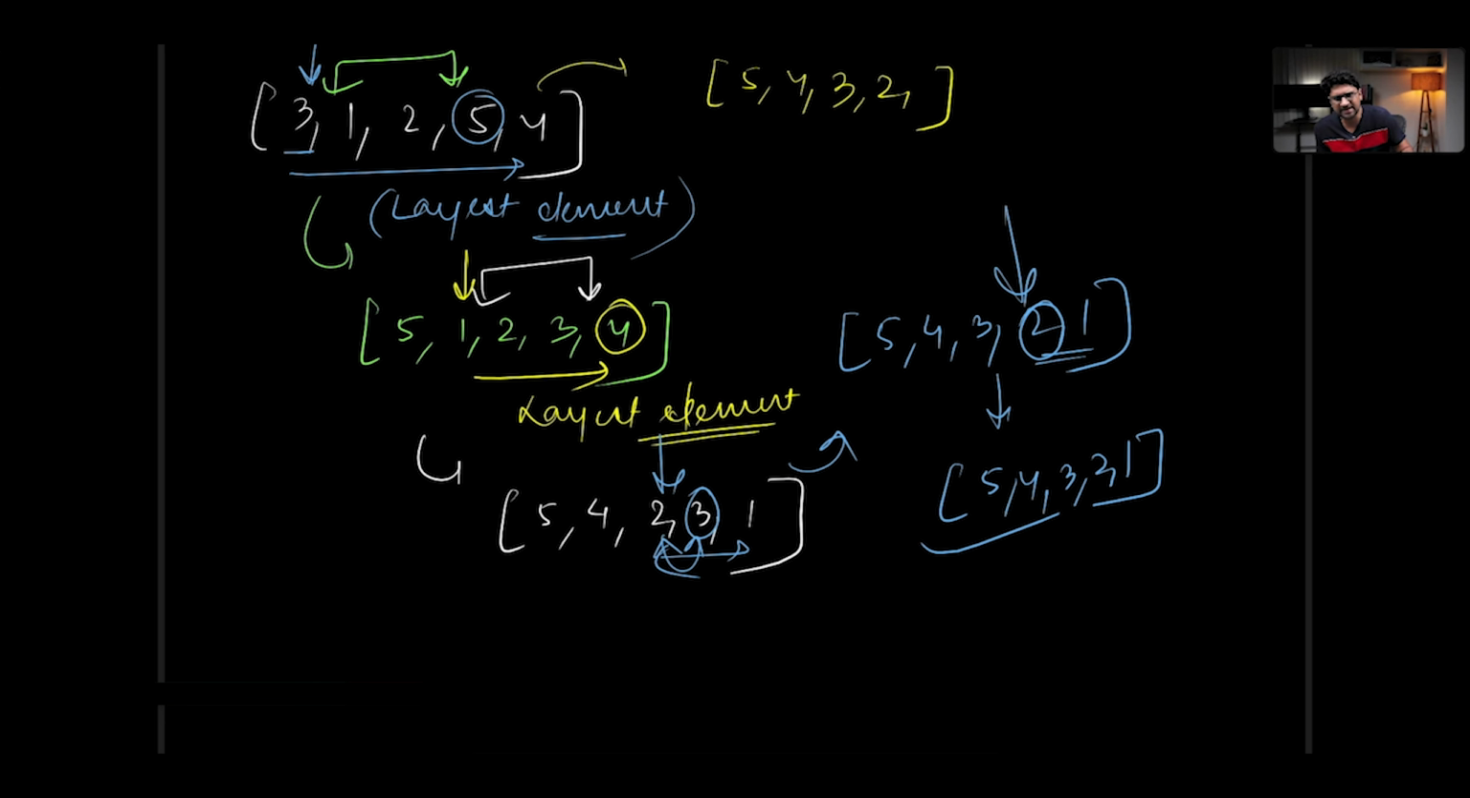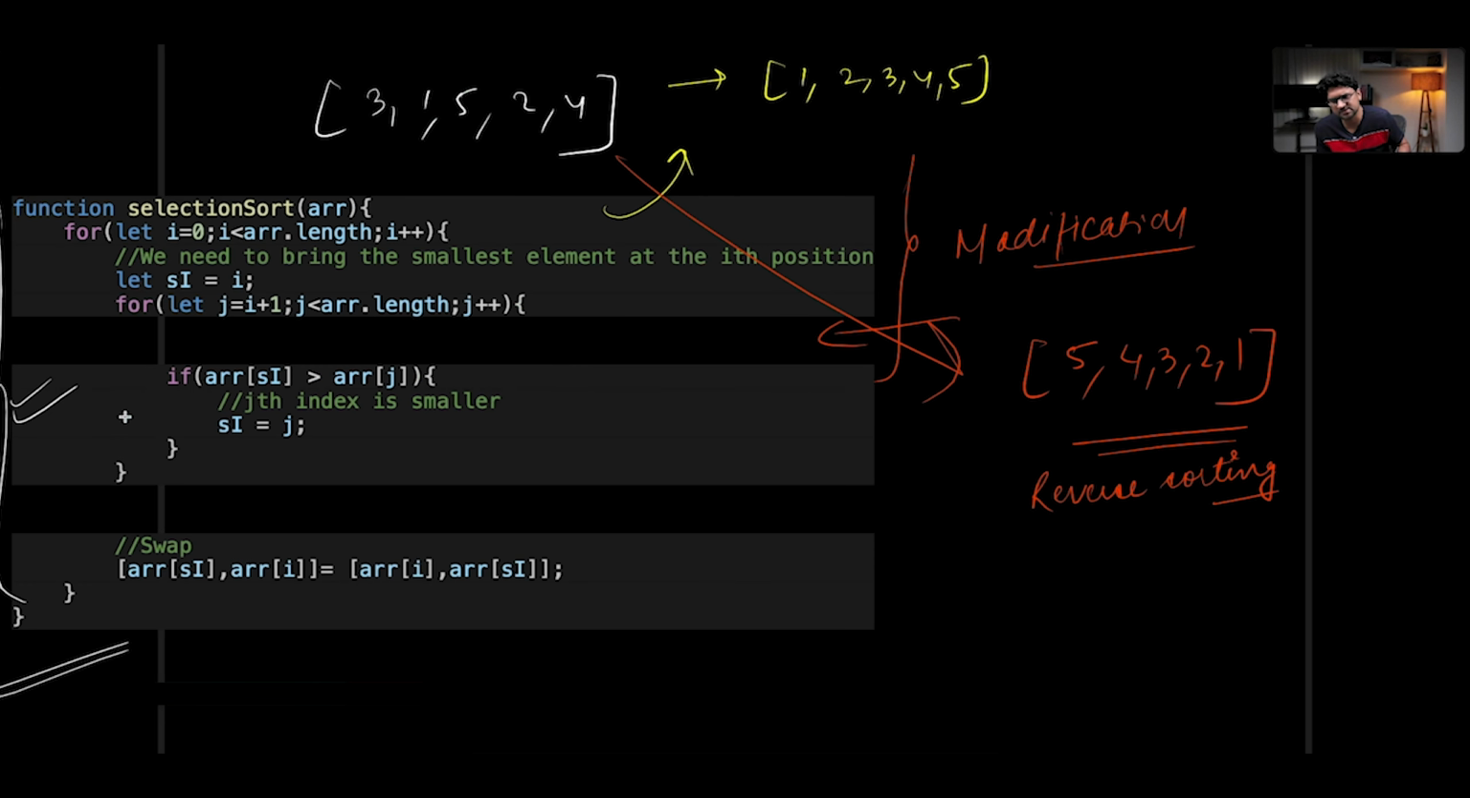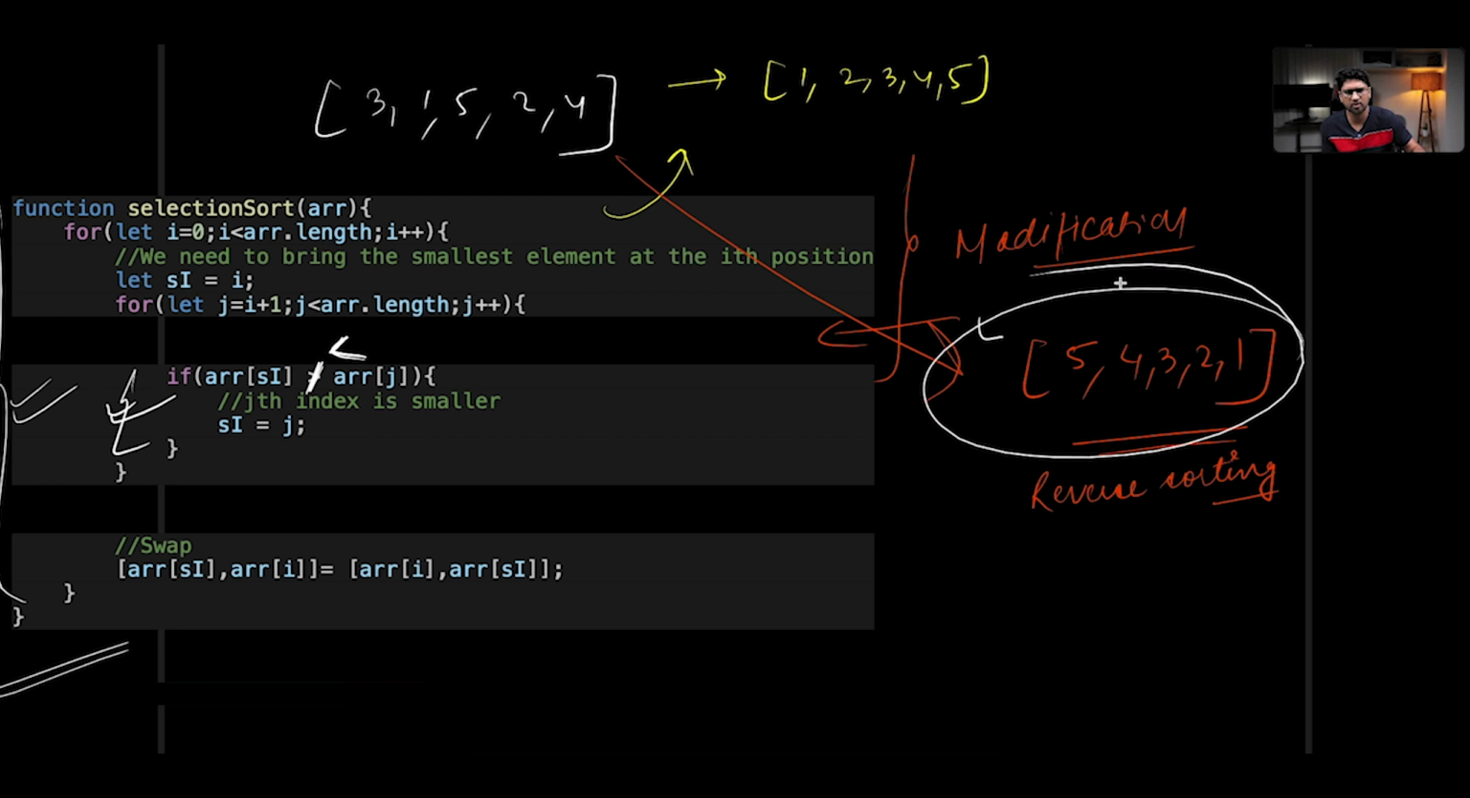So the code change that I'll have to do here is that instead of this, where I'm trying to find the smallest element, I'll have to change this and make it less than. If I do this, this will sort the array in descending order. Am I clear, people? Does it make sense?